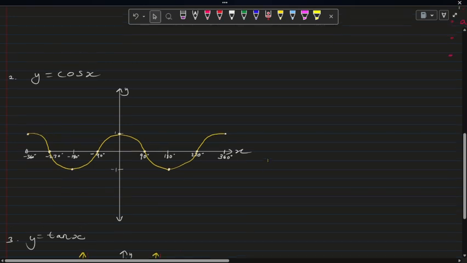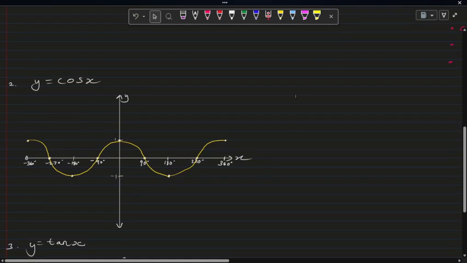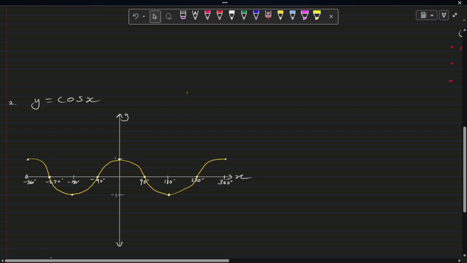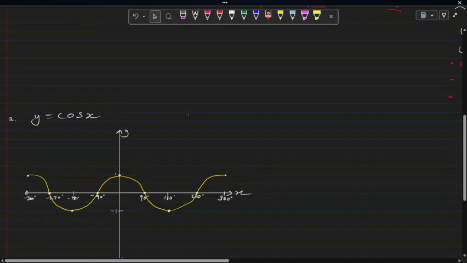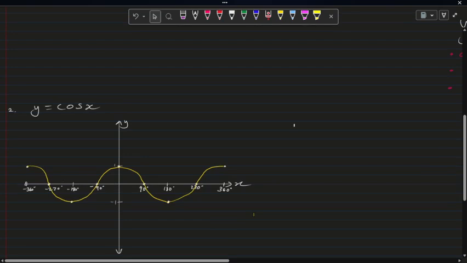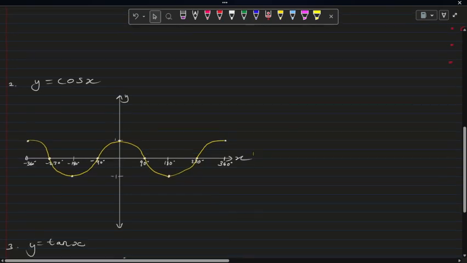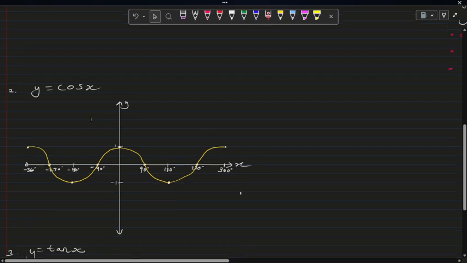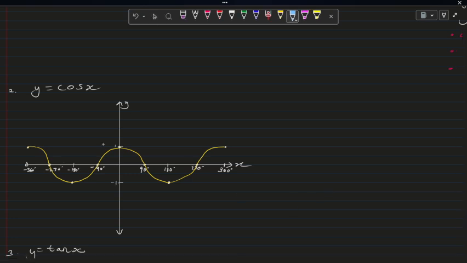The cost graph. Now, to be fair, there's really nothing for us to talk about in this cost graph because all of the stuff that I've spoken about in the sine graph are applicable in the cost graph as well. Because if we look at this graph, it is exactly the same as the sine graph. The only difference is the fact that this graph has been shifted 90 degrees. This is the sine graph that has been shifted 90 degrees.